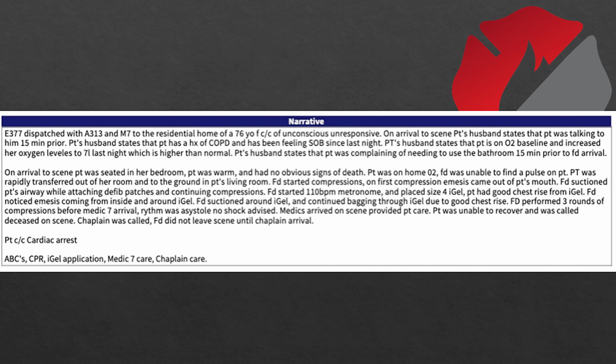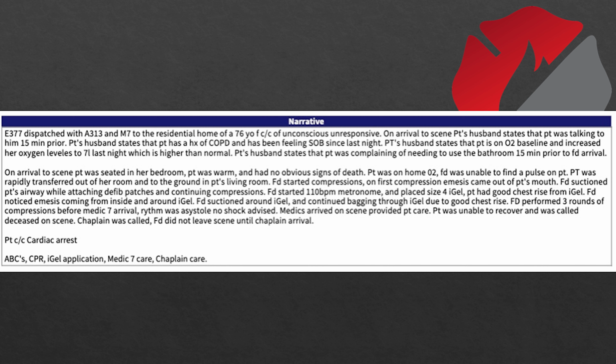The patient was in the bedroom. She was warm, no obvious signs of death. Really good documentation. That's those four post-mortem signs or stages of death, rather. The officer did a really good job of documenting that on arrival to the scene, the patient was seated in her bedroom, she was warm, and had no obvious signs of death. That's going back to those 4 stages of death and being able to identify the length of time that this patient's heart has actually stopped beating.